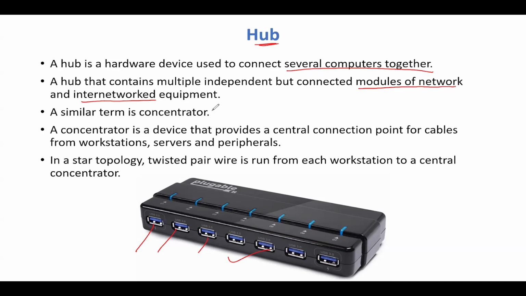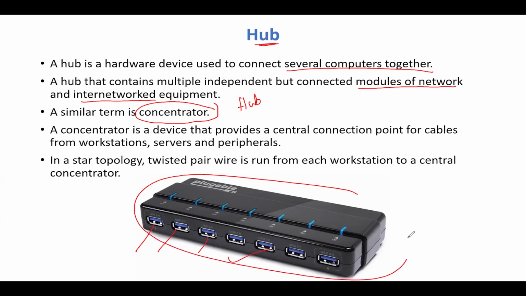Okay, a similar term is concentrator. Sometimes a hub is also called a concentrator because it is where we are going to concentrate all our network or all our computers. A concentrator is a device that provides a central connection point for cables from workstations, servers, and peripherals. That is the reason we call it a hub or a concentrator. In a star topology, twisted pair wire is run from each workstation to the central concentrator. So if it is a star topology, we will be using twisted pair to connect all the systems to the hub or concentrator.